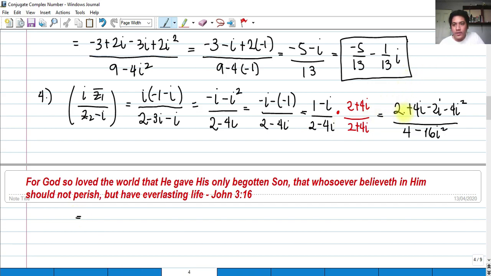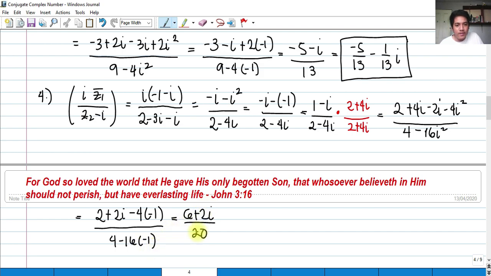So we have 2, then we have 4i minus 2i, that's plus 2i, then we have negative 4 times negative 1, all over 4 minus 16 times negative 1. So this would become plus 4 plus 2, that's 6 plus 2i all over 20. Okay, 20.